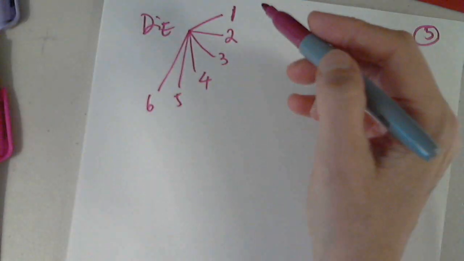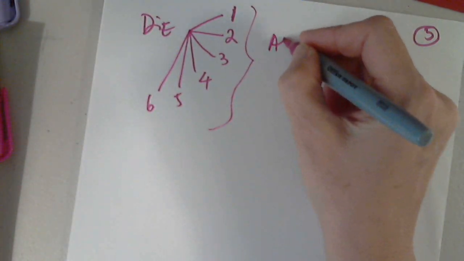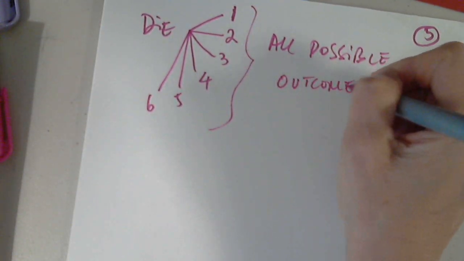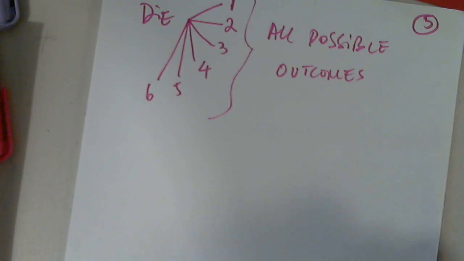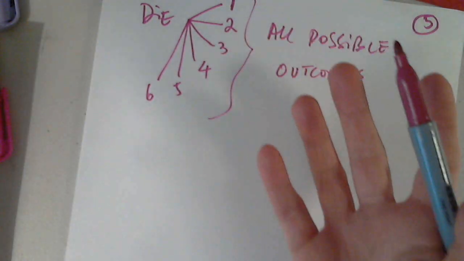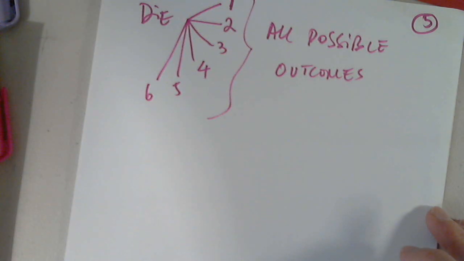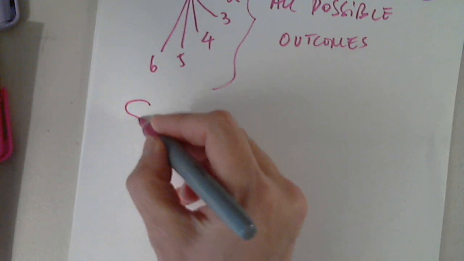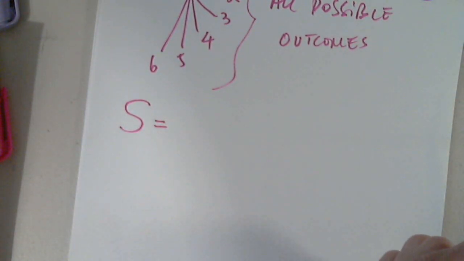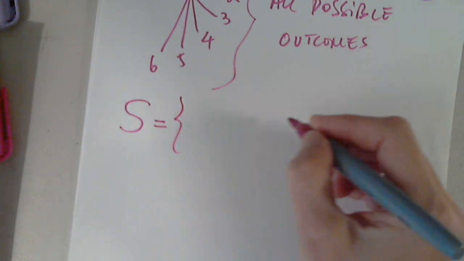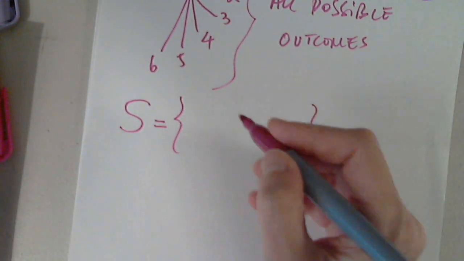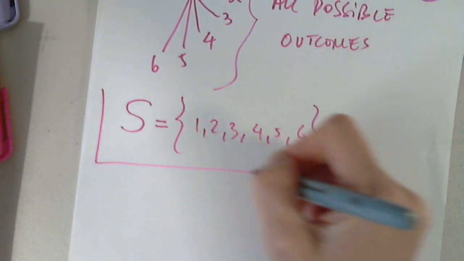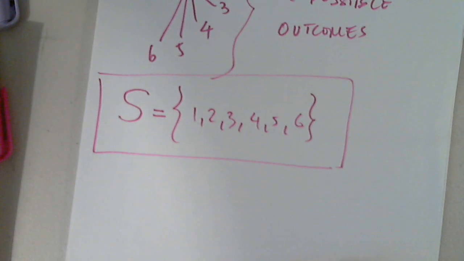Identify the outcomes. These are possible outcomes. All possible outcomes. I roll a die, I can have 1, 2, 3, 4, 5 facing up, or 6. Now, what is a sample space? Sample space is listing all of them with braces like a set: 1, 2, 3, 4, 5, or 6. Nothing else can happen. These are all possible outcomes.